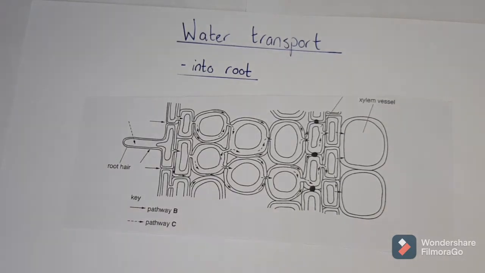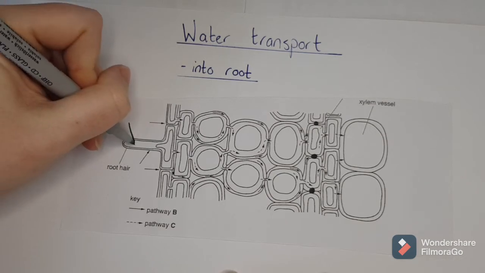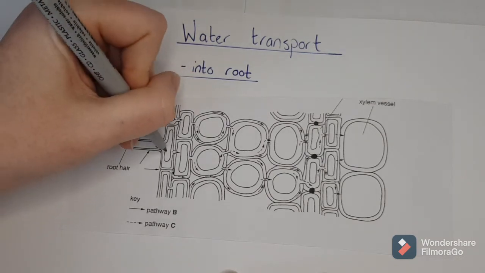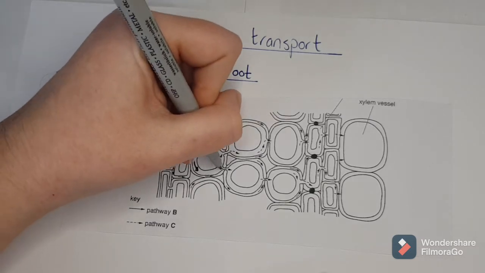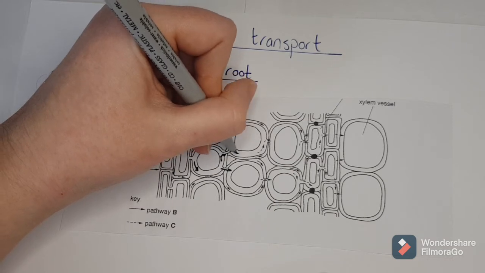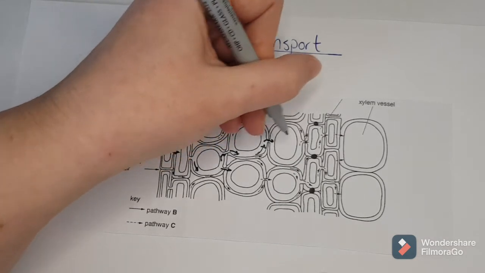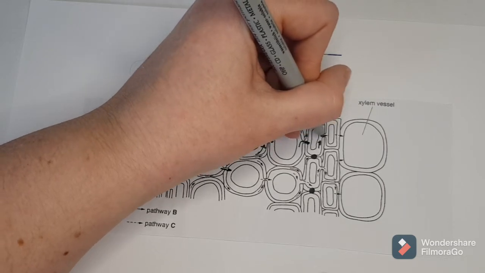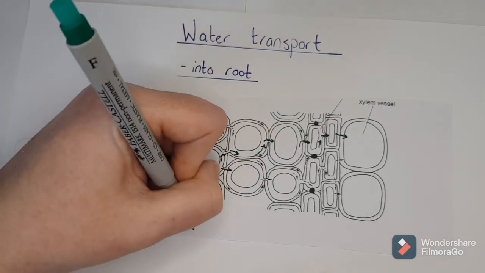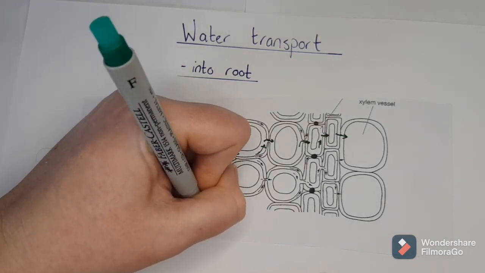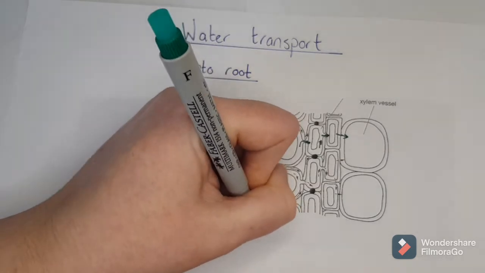So we can have water moving through the cells, on the inside, going in, and then moving through the cytoplasm, through all the cells in there, from cell to cell, until it gets into the xylem. And that would be what we call the symplastic pathway.